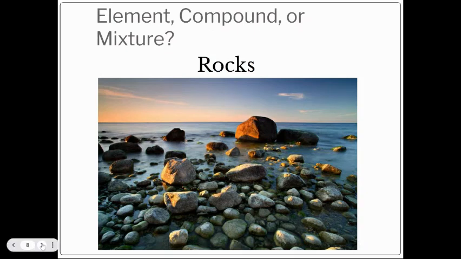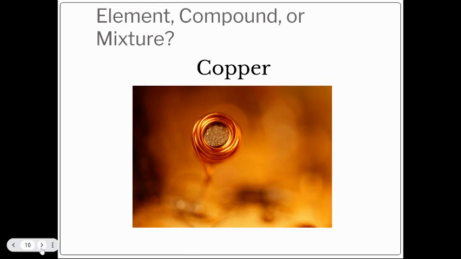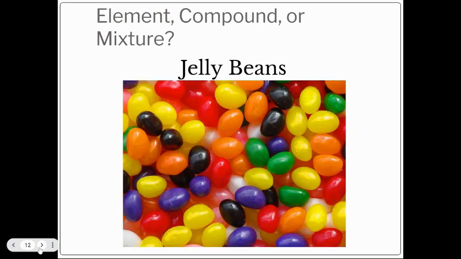All right, so are rocks element, compound, or mixture? Rocks are a mixture. Copper, element, compound, or mixture? You can find copper on the periodic table. Its symbol is capital C, lowercase u. Element, compound, or mixture? Jelly beans. Jelly beans can be separated. You can take out the black jelly beans and you still have jelly beans. And you could take out the yellow and you still have jelly beans in the mix.